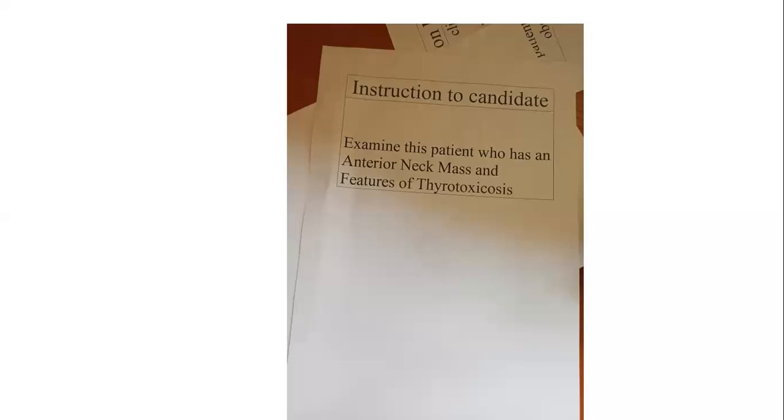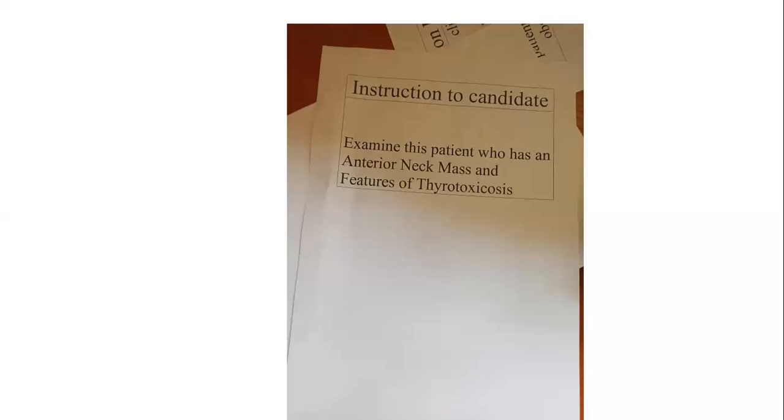All right, so for anterior neck mass, it's like performing a thyroid exam to check for goiter, right? The question could come straightforward, do a goiter examination, or it could come as anterior neck mass. They are the same thing. In this case, the patient will be there, but sometimes they may just tell you to verbally explain.